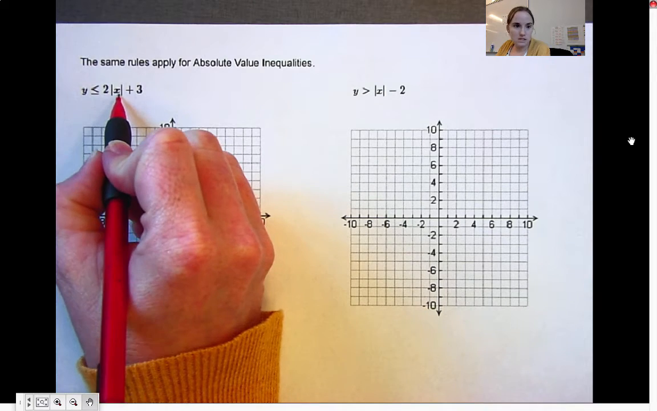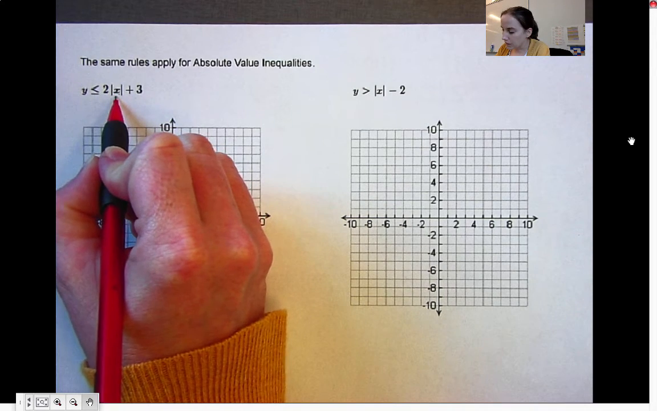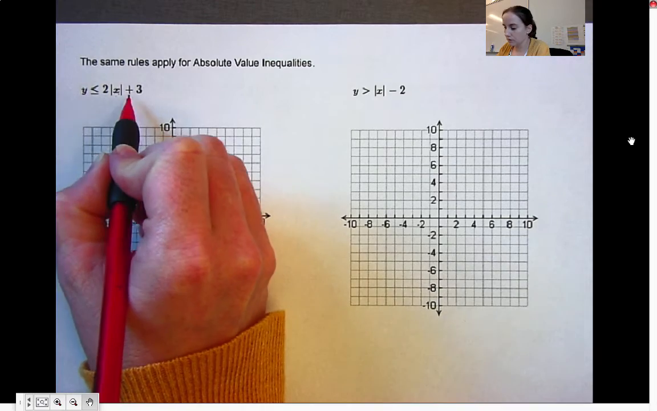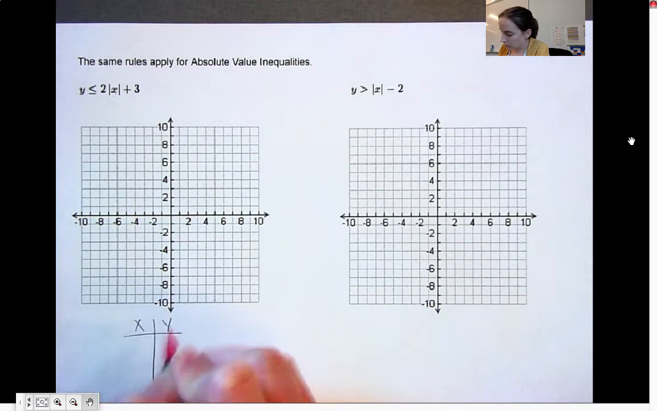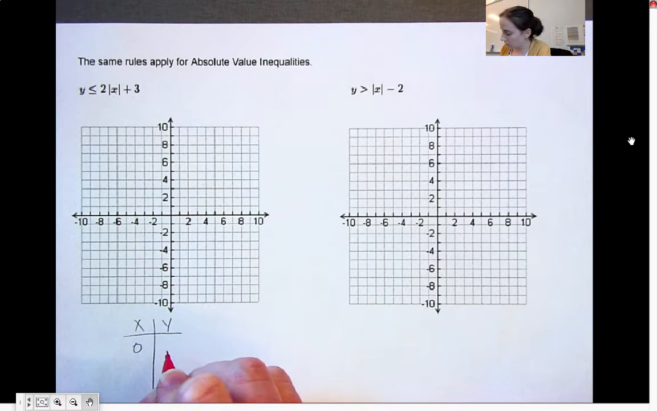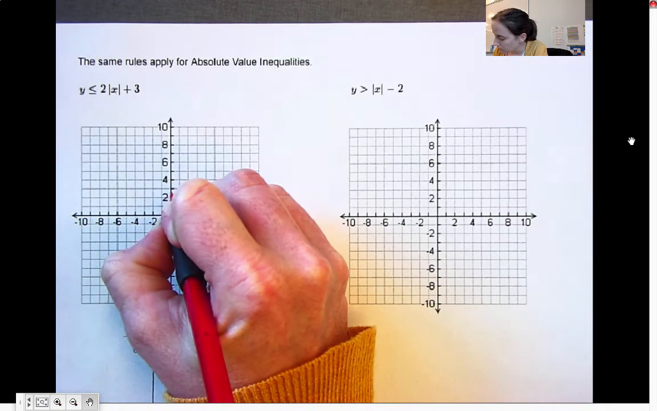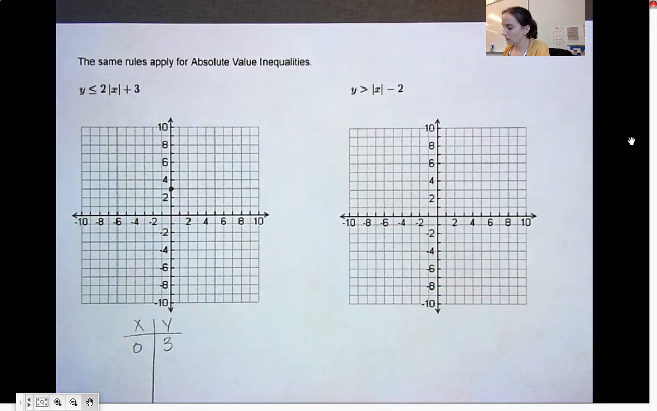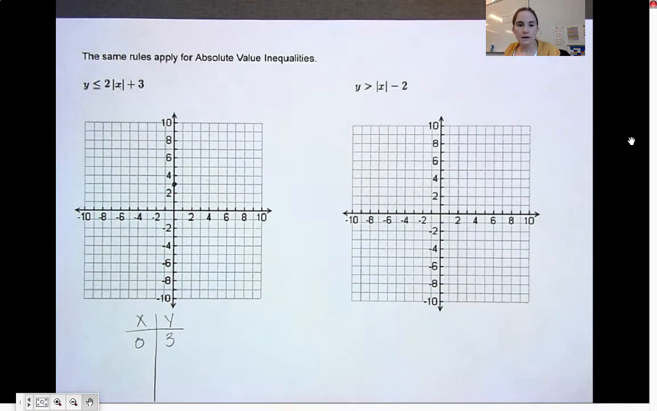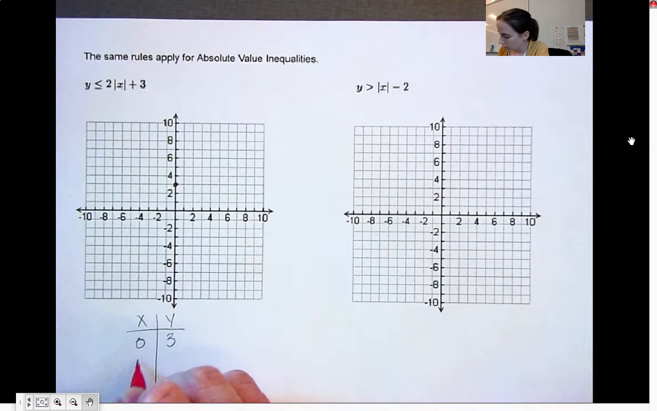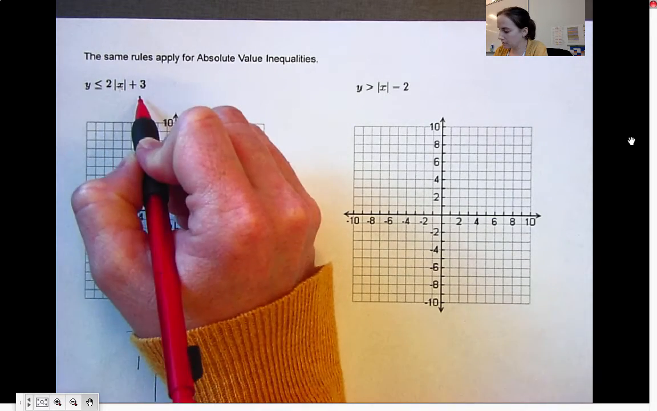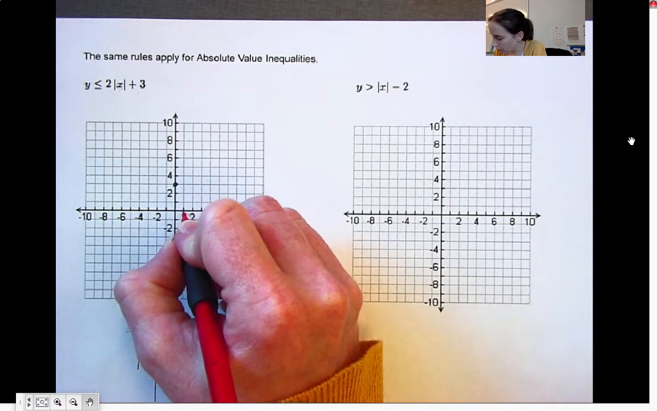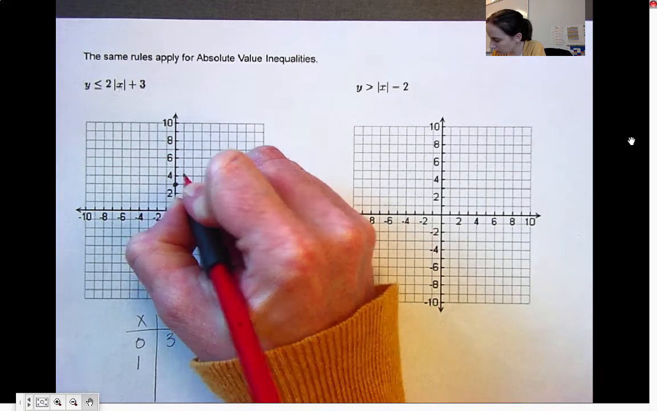Let's just plug in 0. If I plug in 0 here, I'm going to get 0 for all of this, plus 3. So at 0, negative 3, there is a point. At 0, positive 3. And then we can plug in 1. If we plug in 1, we get the absolute value of 1 is 1. 2 times 1 is 2, and plus 3 is 5. So at 1, we're at 5. Not 4.